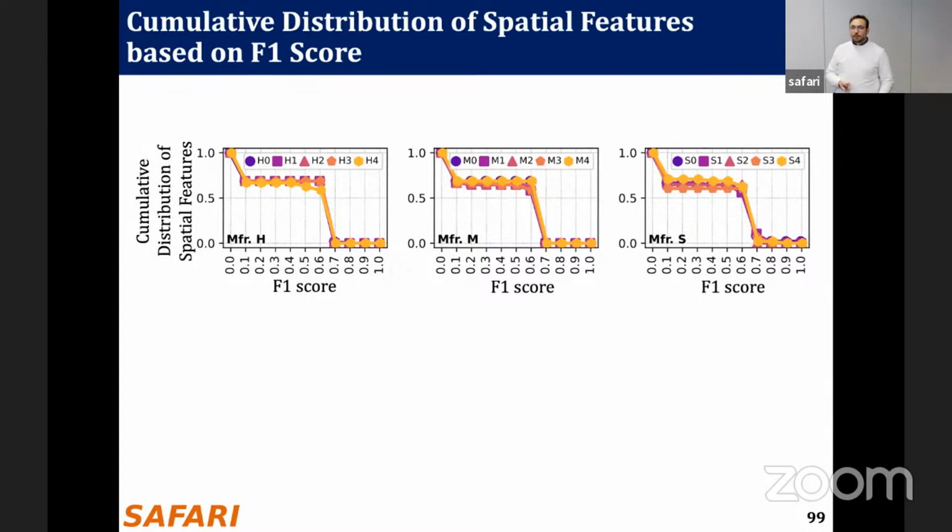In the leftmost one, this is a cumulative distribution function, right? So a point here at 0.1 means that, let's say in the leftmost one, at 0.1 on the x-axis, we have something around 0.6, 0.7 on the y-axis. It means that 60 to 70% of the spatial features exhibit an F1 score up to 0.1.